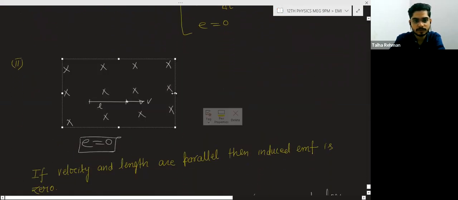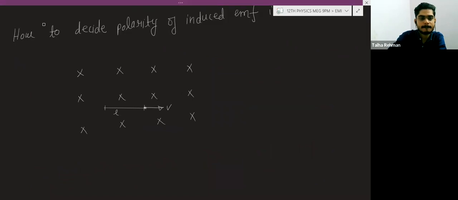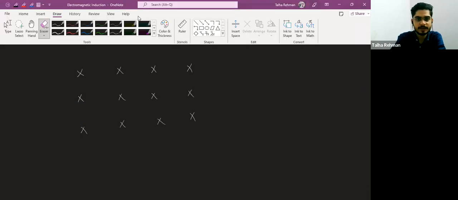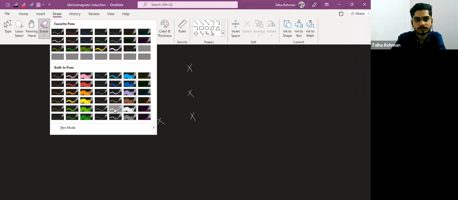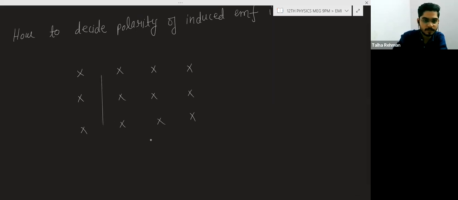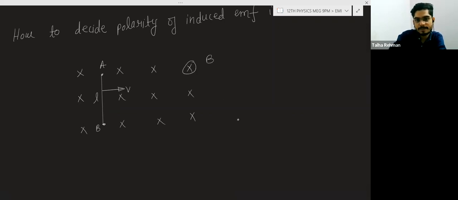So suppose here is a wire in the given magnetic field. Suppose this is the wire, or the conductor, we have. This is one end of the conductor, and this is the other end. AB is the wire of length L, and this conductor is moving with some velocity in this direction. This represents the inwards magnetic field. So the magnetic field is inwards.